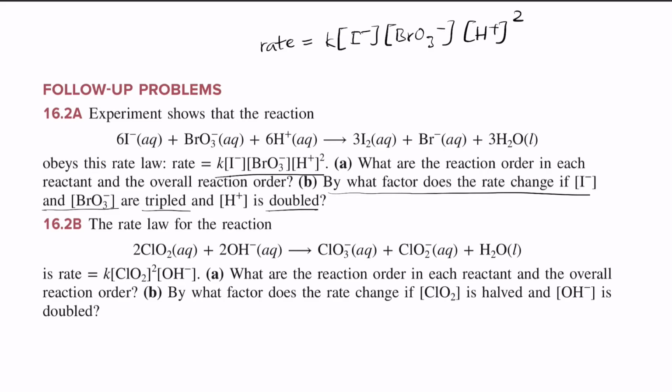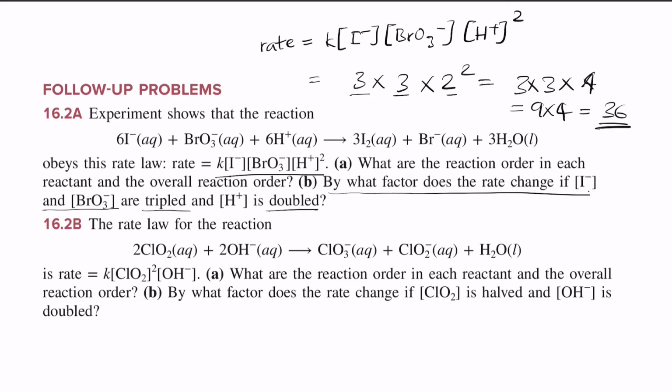Now notice they are saying that I minus and BrO3 minus are tripled. So what you can do here is directly write 3 times 3, and H plus is being doubled, so times 2 squared. So this becomes 9 times 4, and that becomes 36. So the rate of reaction changes by 36 times.